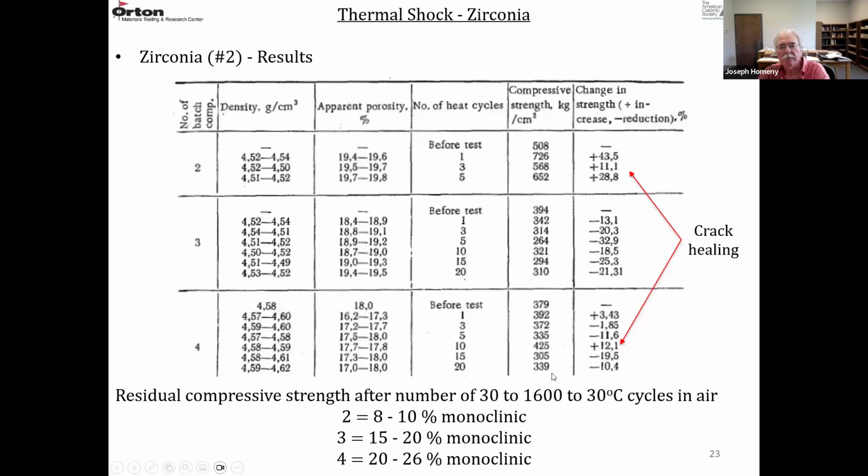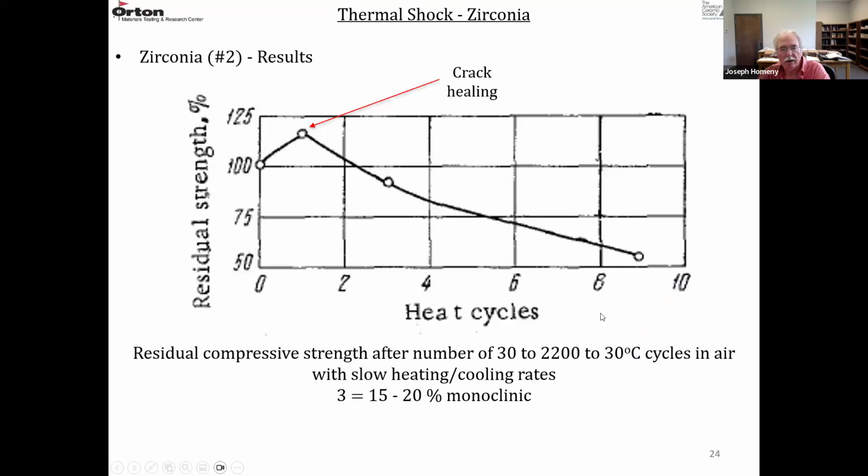So these are the compressive strengths. And the thing to point out here, some of these strengths increased when they were heated at 1600 degrees C. So there was some crack healing taking place in these materials, especially at the lower monoclinic content materials, and then a few increases here. So there was some crack healing taking place.